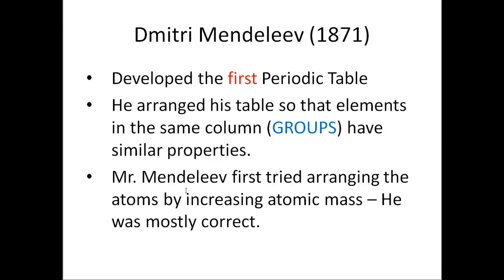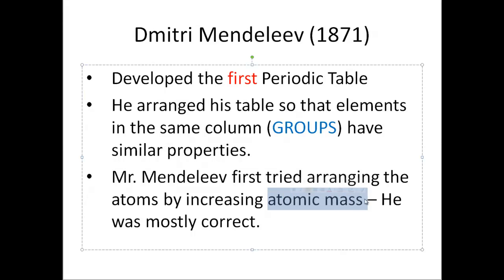First, he tried arranging them by mass. All right, and he was mostly correct by doing this. So he took all the known elements of the time, and he arranged them into columns so that you had increasing atomic mass and similar properties. Okay, the properties is the big thing, and remember that we call a column a group. All right.